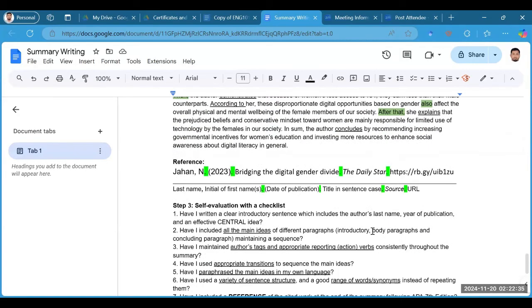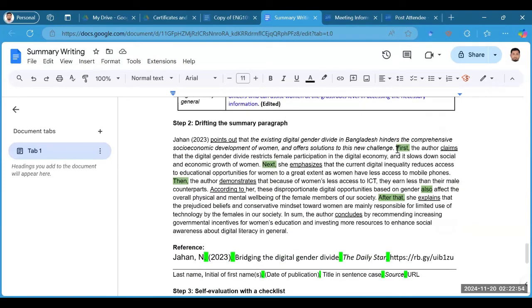Now, the second criteria is, have I included all the main ideas of different paragraphs? Here I mean the introductory paragraph, body paragraphs, and the concluding paragraph, all. For each paragraph's main idea, we write one sentence and we maintain a sequence. I have shown you how I sequenced all the ideas in terms of paragraphs. For each paragraph, I have written one sentence, and each sentence begins with a transition. The transitions show the sequence of the main ideas in terms of the sequence of the paragraphs.